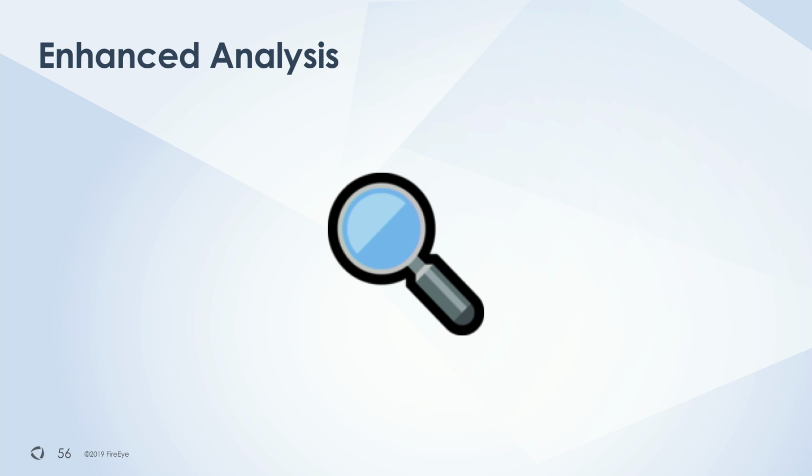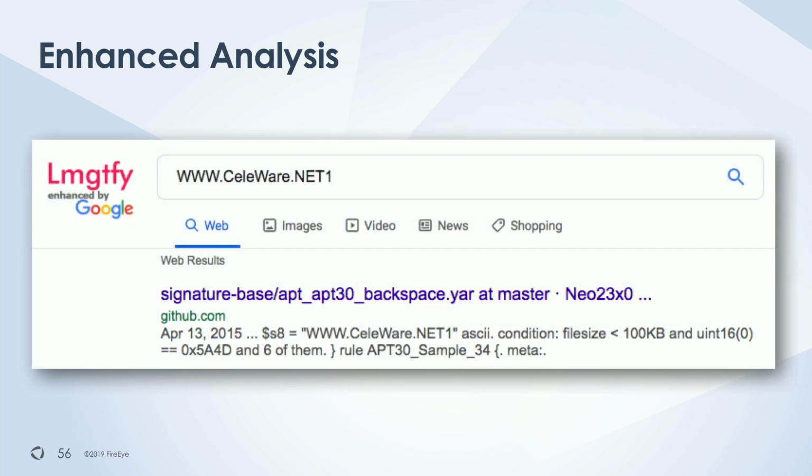All right, now that we've come this far, we're going to do some enhanced analysis. So you might want to really pay attention. It gets pretty technical. We're going to Google search our IOCs. So that's exactly what I did. I took this Celaware.net and I Google searched it.